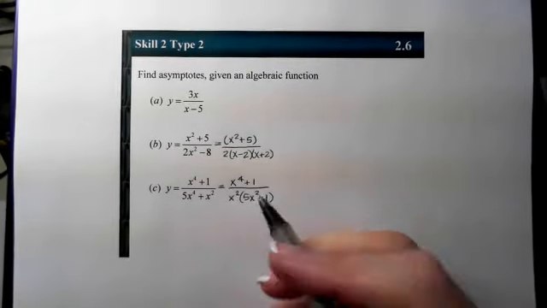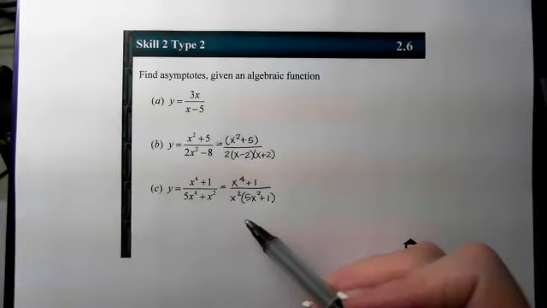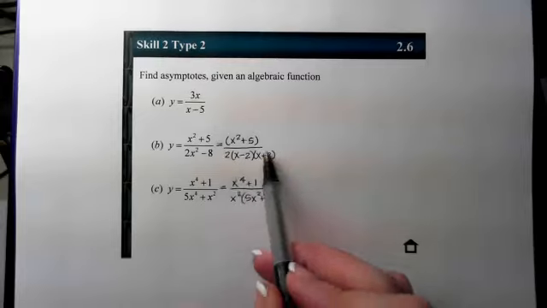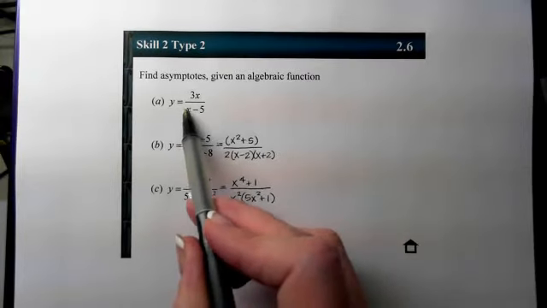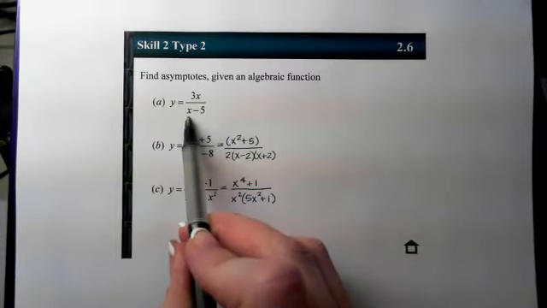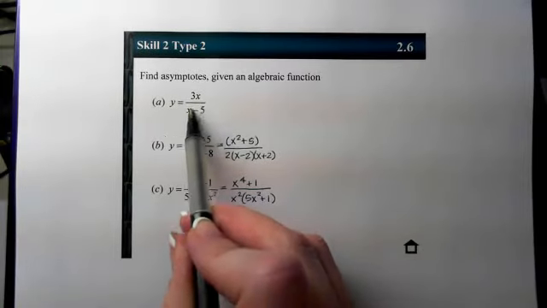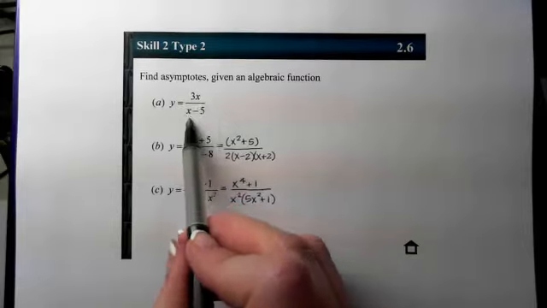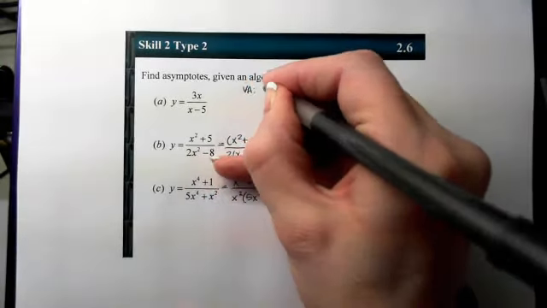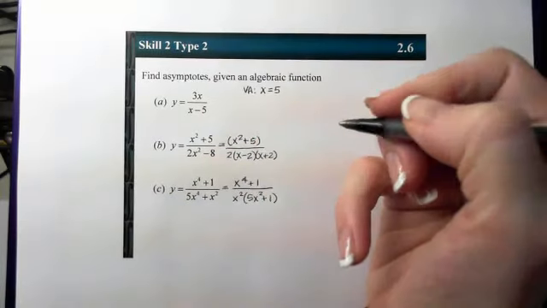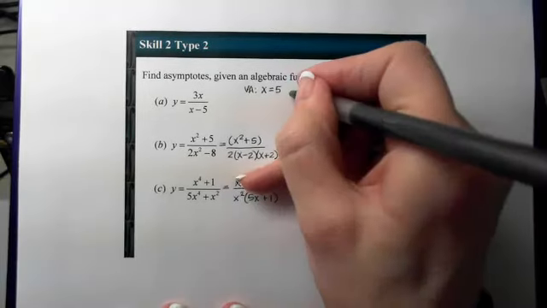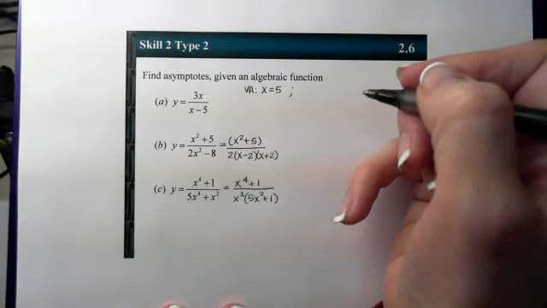In all of these cases, the benefit of factoring is that you can then identify values of x that create zeros in the bottom that are not zeros of the top. So looking at part A, we can see that a value of x equals 5 will create a 15 on top and a 0 on the bottom. So we will have a vertical asymptote at x equals 5. If this were multiple choice, you could stop here. If it's free response, you have to give me the statement that would verify it.